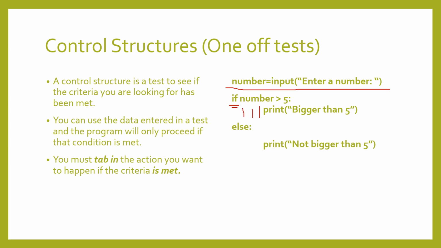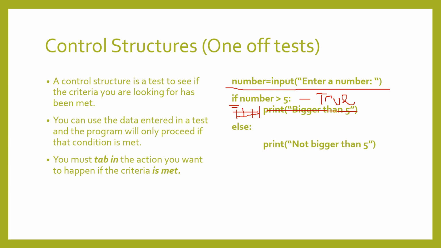So the tab is important because we're saying "is greater than 5". If that test is true, in other words, the number is greater than 5, do this. If it's not though, Python knows to ignore it. So if the number is not bigger than 5, it just doesn't run that part of the program because of this tab. Without this tab, it will just run it no matter what. So this tabbing in is really important.